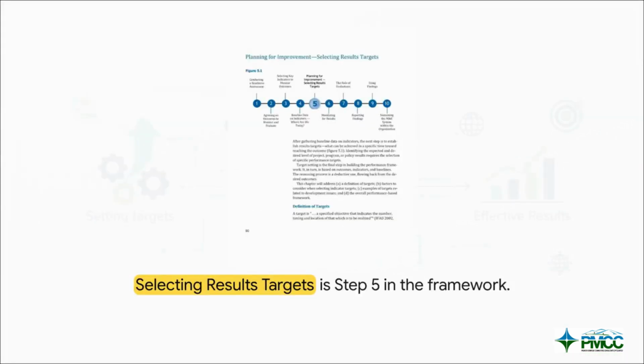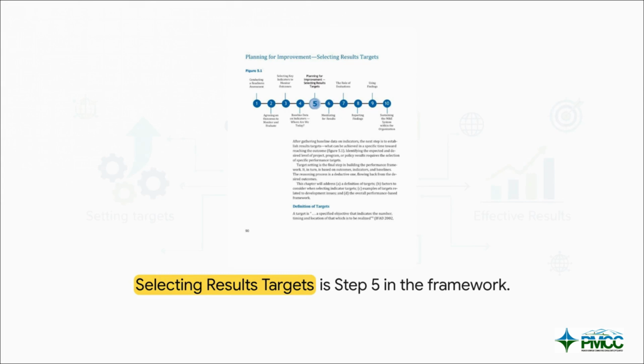Okay, so you've gone out into the field, you've done the hard work, and you've collected your baseline data, right? Now what? Well, we have to establish exactly what level of improvement we actually expect from our interventions. Selecting results targets is step 5 in our framework. It sits right there, perfectly between gathering that baseline data on your indicators and actually monitoring for results.